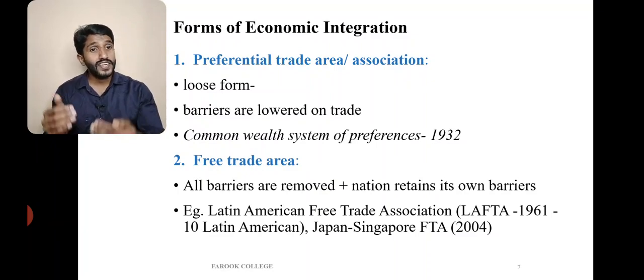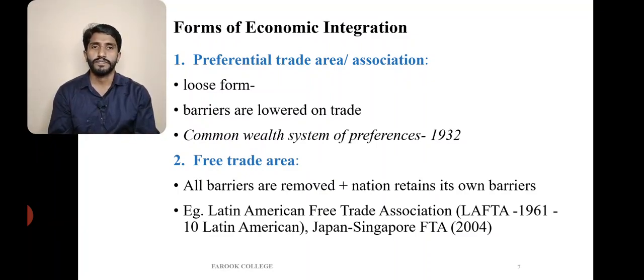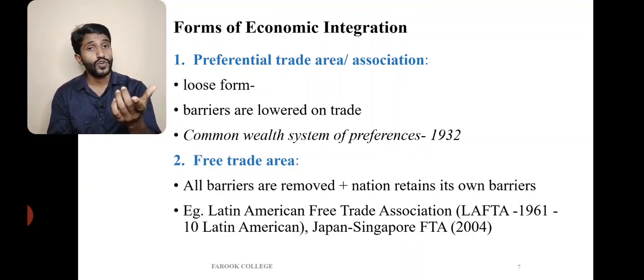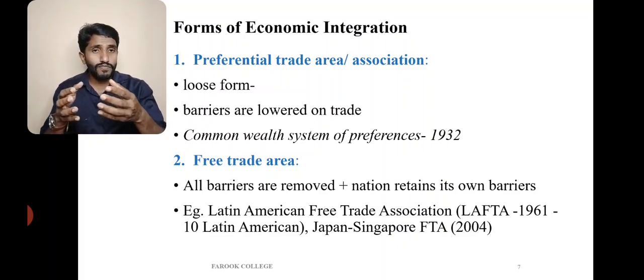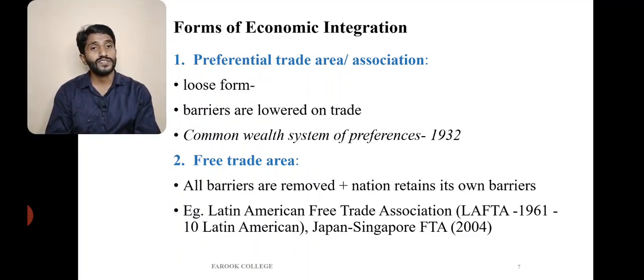Plus, the nations retain their own barriers with non-members. So each country will have some kind of tariff or non-tariff barriers with the non-members or other countries, and when we are coming together, they will be removing all the barriers among the members. So this is known as a free trade area.